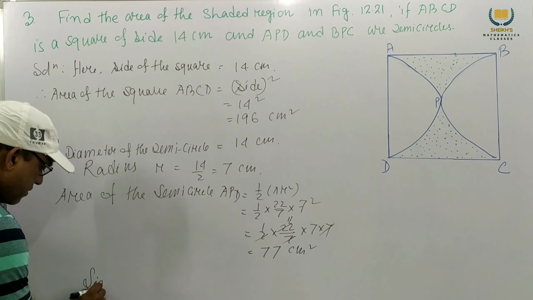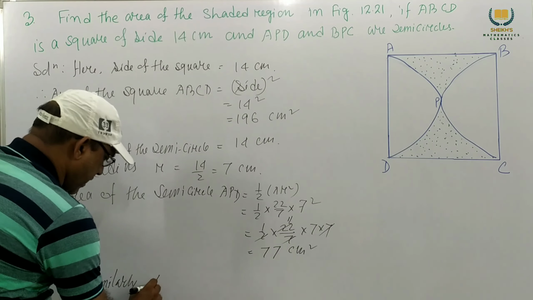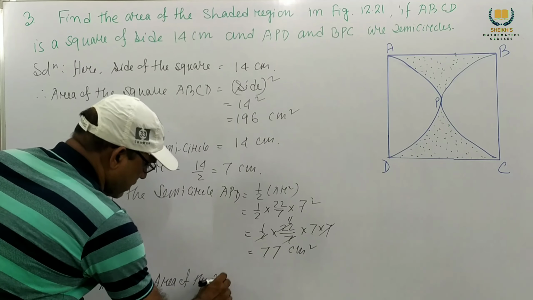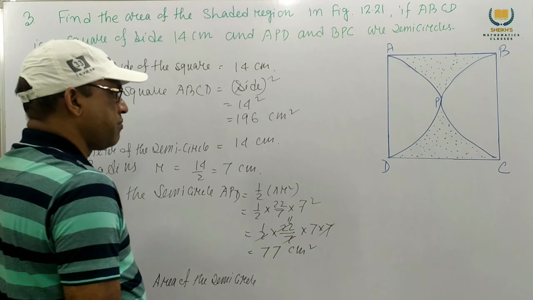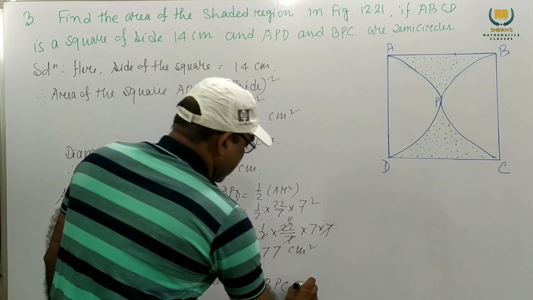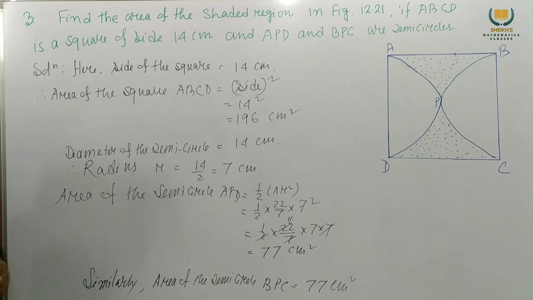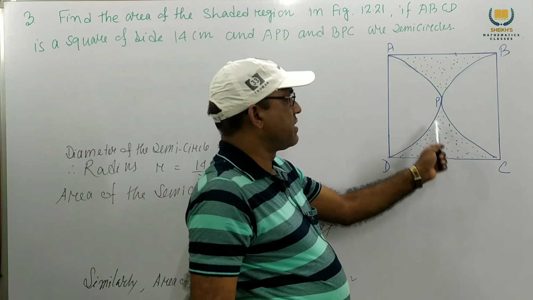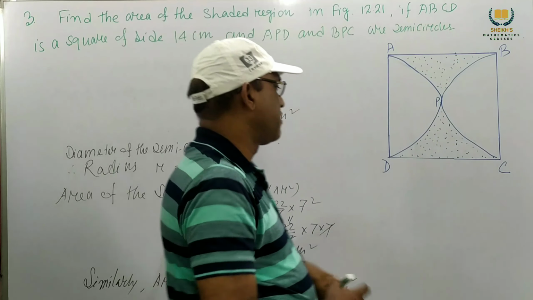Similarly, the area of the semicircle BPC is equal to the same, because both are the same, 77 centimeter square. Now our requirement is the area of the shaded region, this and this. Then we consider the whole area of the square minus the area of these two semicircles.